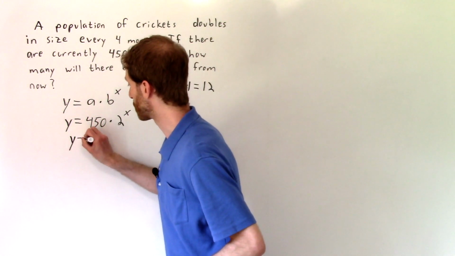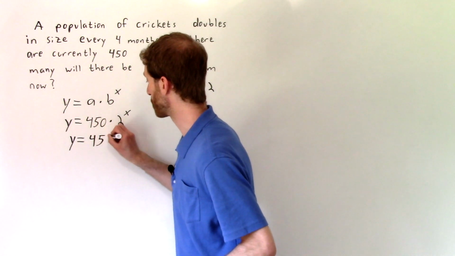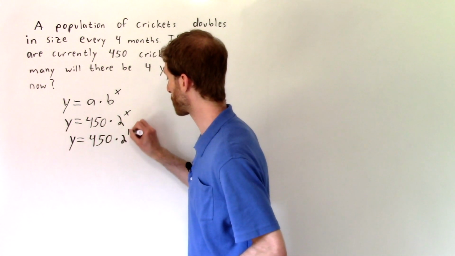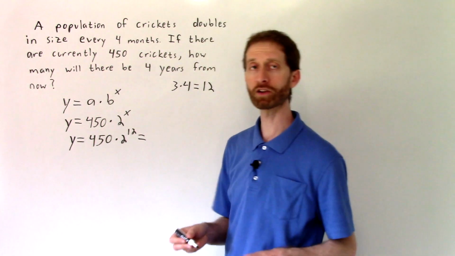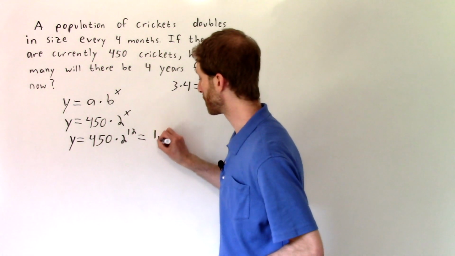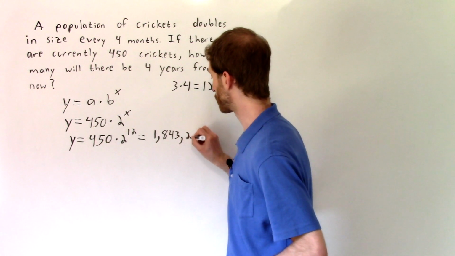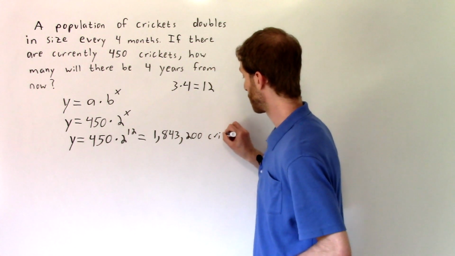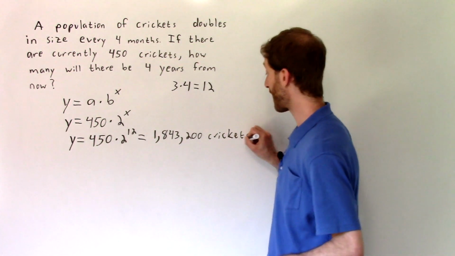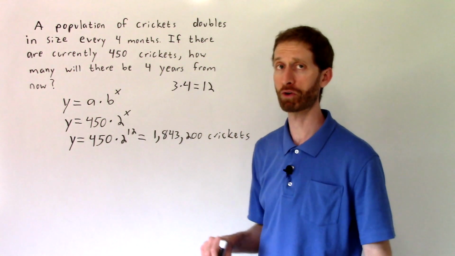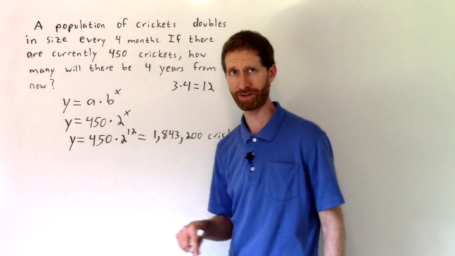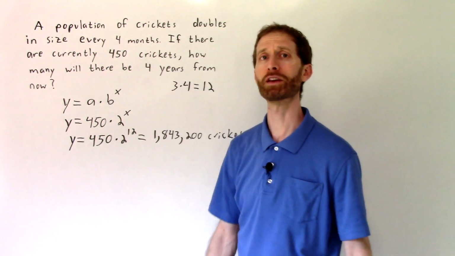Whoa. So the total population after 4 years is 450 times 2 to the 12th. We do that out in our calculator and we get 1,843,200 crickets. That is a lot of, well, not sleeping, because if you've ever heard a cricket, they can be loud. Can you imagine if you had that many crickets in your yard? I don't think you'd have any more grass.